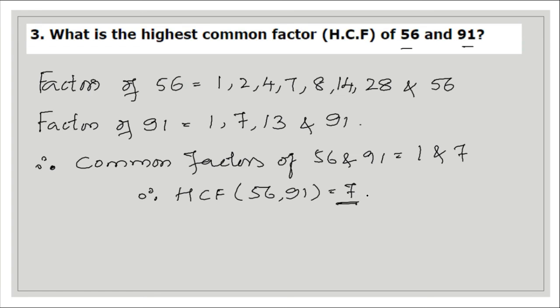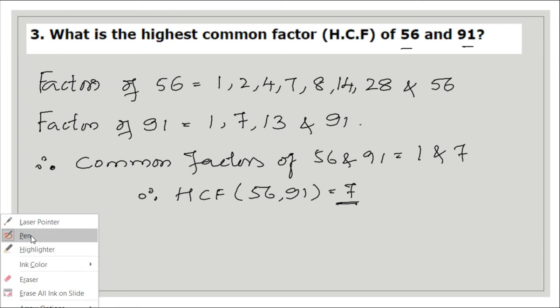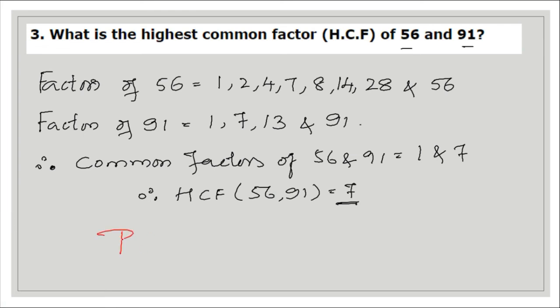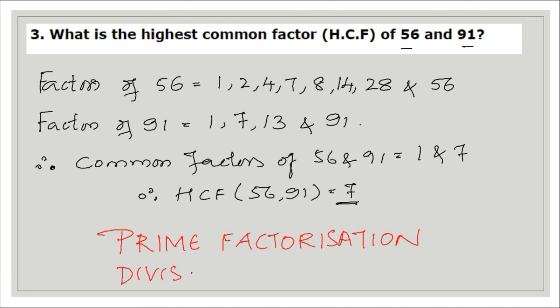To avoid this tedious work of finding common factors and then the highest common factor, we have two different methods. One method is called the prime factorization method, and the second method is called the division method. Let us study these two methods one by one. We will realize that they are easier than the method we followed just now. Let me tell what the prime factorization method is and then end the session.